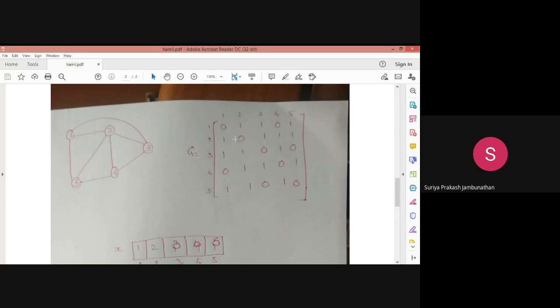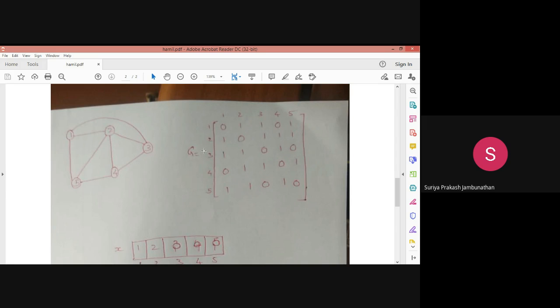From 2 to 1, 2 to 2, like that we are filling the entire graph in the form of a matrix. For vertex 2, 2 to 1 there is a direct path, 2 to 3 there is a direct path, 2 to 4 there is a direct path, 2 to 5 there is a direct path. The only thing is 2 to 2, the self loop is not there, so we put 0 here.